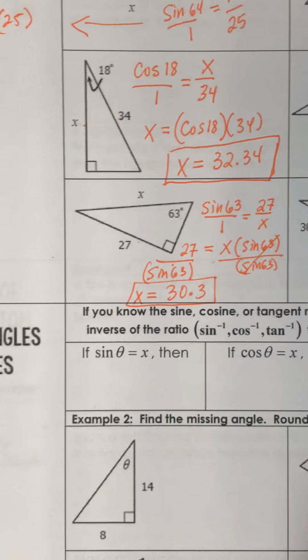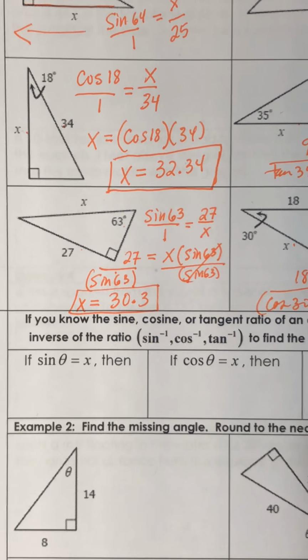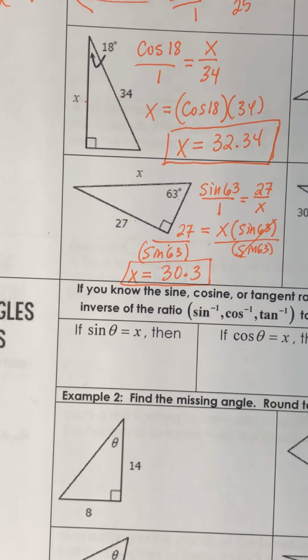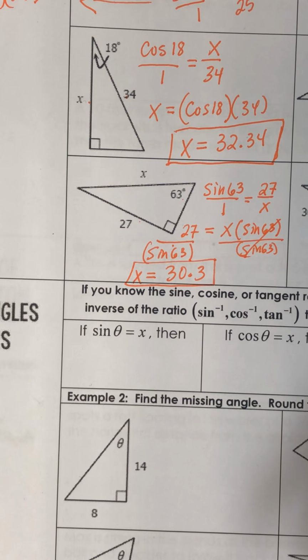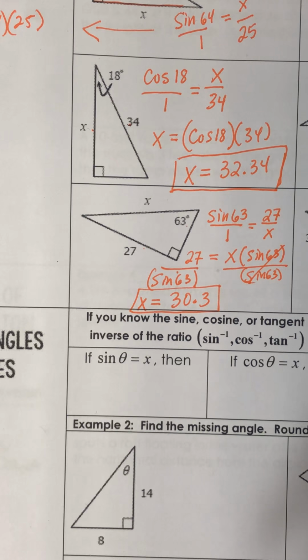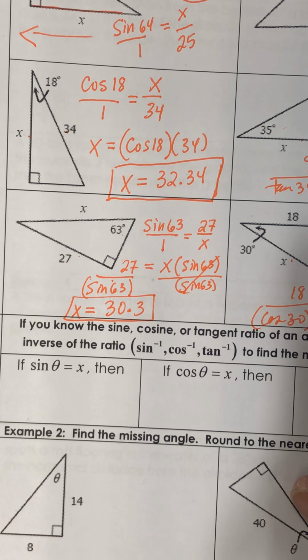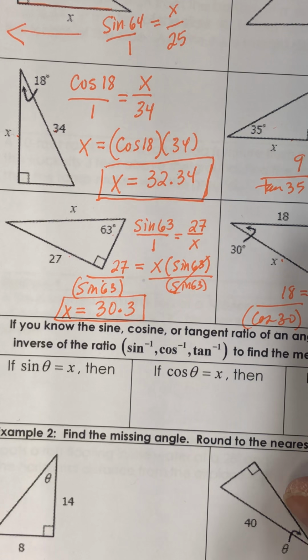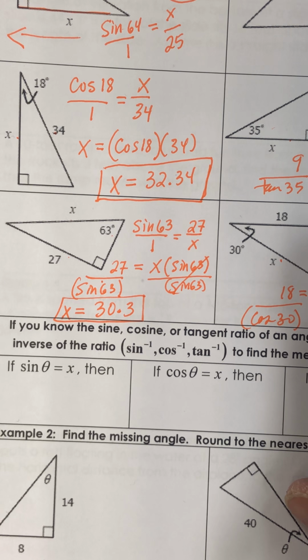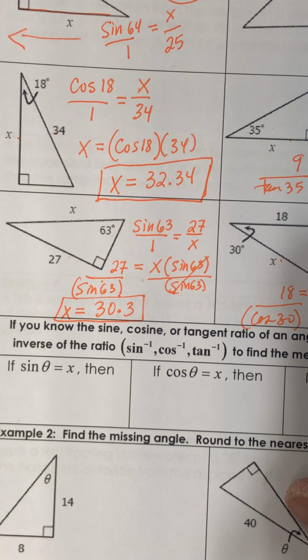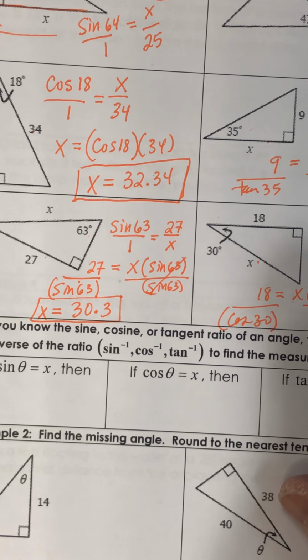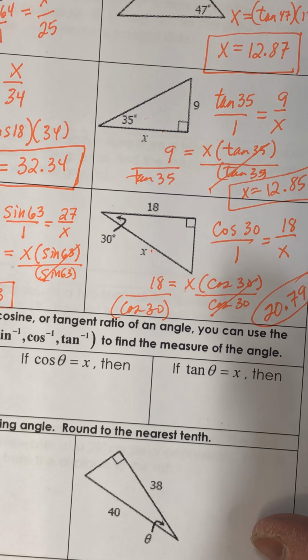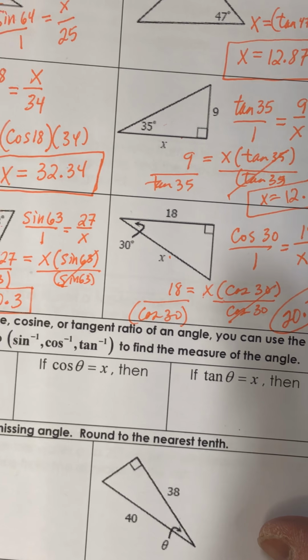Okay, all right, that's those finding side lengths. Now finding angles, we're going to have to use the calculator a little more here. All right, we're going to use what we call the inverse ratio, or inverse of the ratio. Sine, we're going to use the inverse sine. Cosine, we're going to use inverse cosine. Tangent, we'll use inverse tangent to find the angle.